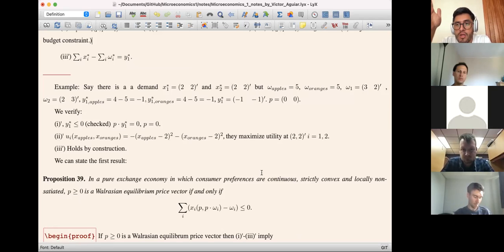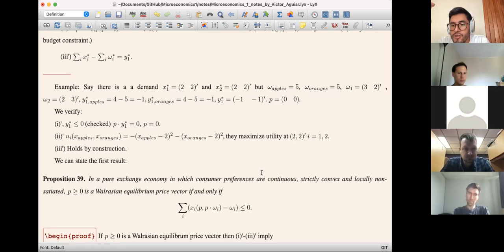Then you have the disposal technology. So you have here that apples are going to be 4 minus 5, so minus 1. And then oranges are going to be, for instance, 4 minus 5, equal to minus 1. So here you're going to just dispose of 1 apple and 1 orange. And then prices are going to be 0, 0. Then you can check all these conditions. And then essentially, you can show by looking at these conditions that this constitutes a Walrasian equilibrium, okay?